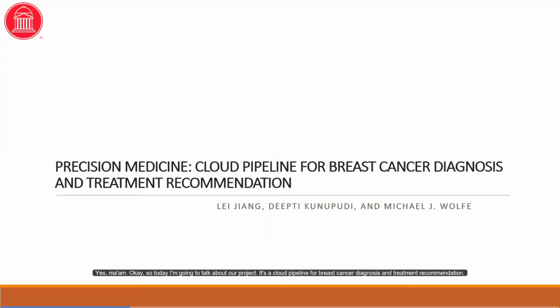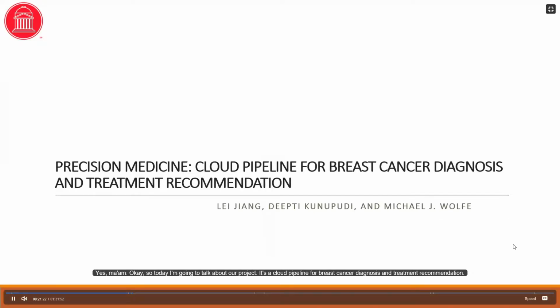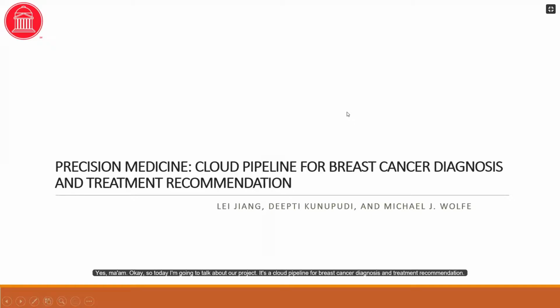Project, it's a cloud pipeline for breast cancer diagnosis and treatment recommendation. The background is I had a project in database class. I built an integrated relational database for precision medicine. So there is a breast cancer data warehouse sitting on my personal computer.